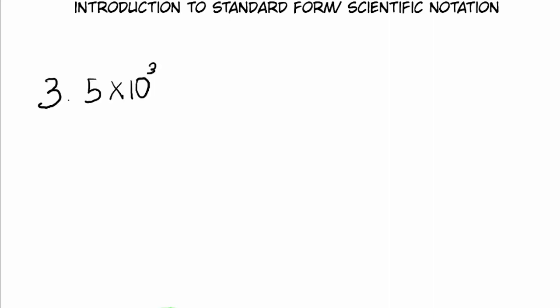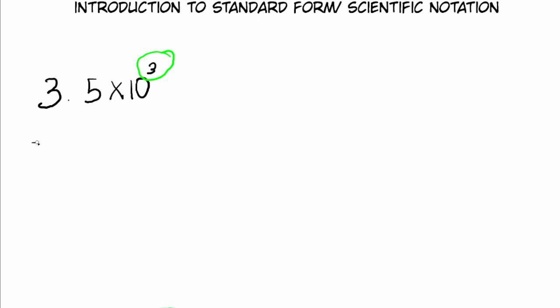Now, our first example, 3.5 times 10 to the 3rd power. When converting from standard form, if the N value is positive, the decimal point will move N places to the right. And if the N value is negative, the decimal point will move N places to the left. The instruction here is to write as the original number. In this instance, our N value is 3, and the 3 is positive.